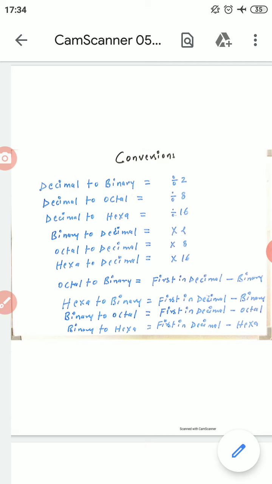Along with that, sometimes they would also ask about the complement system. The complement system of the binary digit, the 1's complement or 2's complement, they would also ask. So that particular topic I'll cover in the next class.